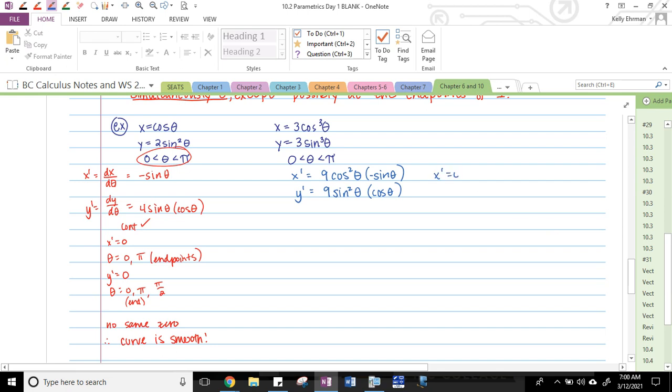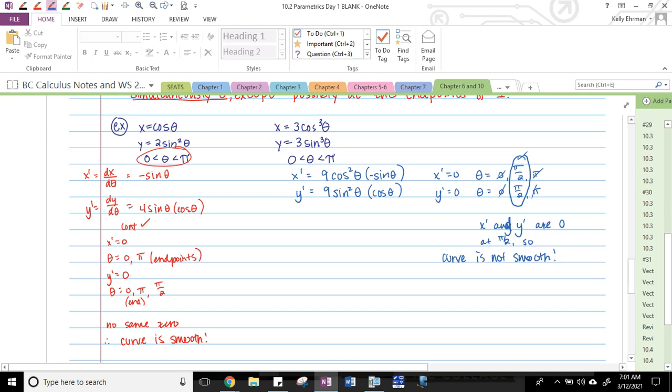Now, when is x prime equal to 0? When theta equals, well, I have both a sine and a cosine. So when theta equals 0, pi over 2, and pi. Now, the endpoints don't matter, but this pi over 2 does, because y prime is going to have the same thing. When is y prime equal to 0? It's got a sine and a cosine. It's equal to 0 at 0, pi over 2, and pi. Endpoints we don't care about, but right here, x prime and y prime are 0 at pi over 2. So the parametric curve is not smooth.